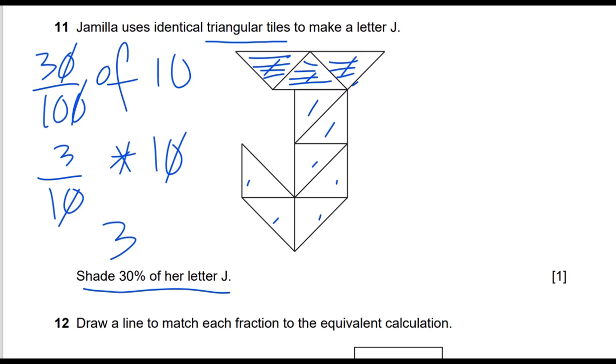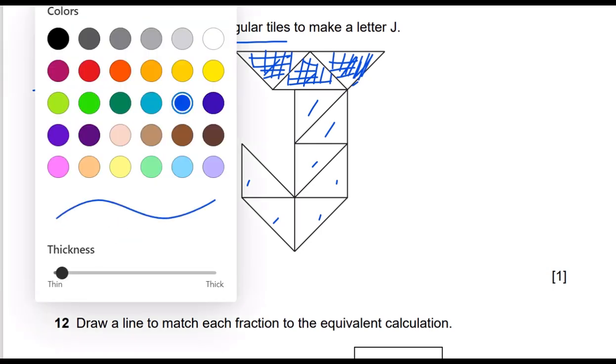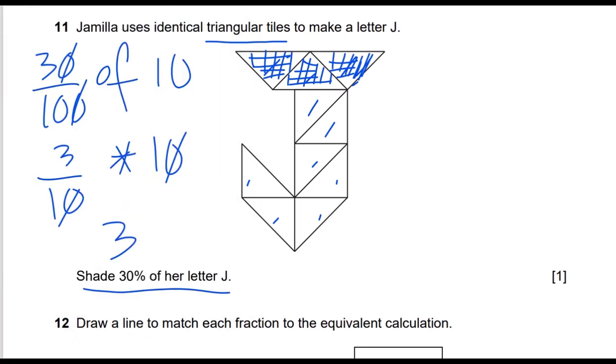Sorry for the background noise, guys. This question 12 now, so this one is clear. We just have to shade 1, 2, 3 boxes and delete the rest. Okay, next one.